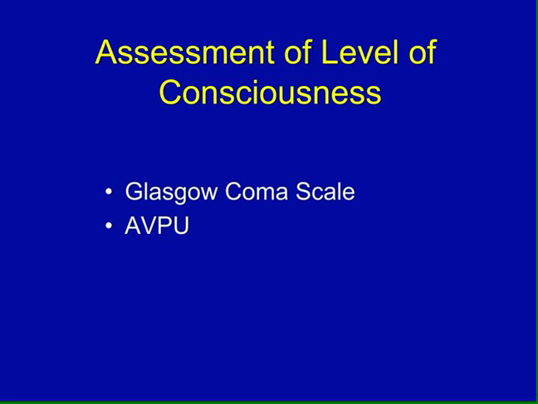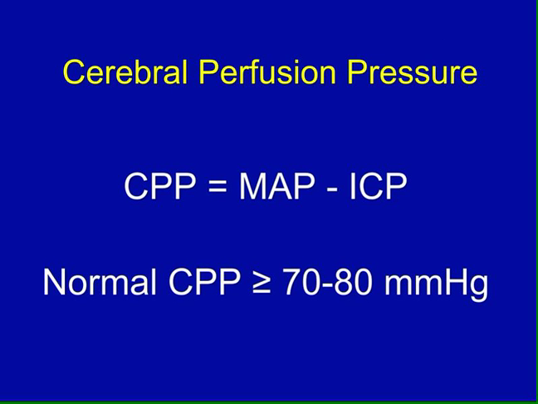So we assess level of consciousness according to the Glasgow Coma Scale, and that's a separate talk, but just be aware that understanding the Glasgow Coma Scale is important, and if you want to do a rapid assessment, then AVPU is a perfectly reasonable way to start. If you look at raised intracranial pressure, the key factor here is that you're trying to maintain cerebral perfusion pressure, and that's defined as the mean arterial pressure minus the intracranial pressure. So the cerebral perfusion pressure normally runs at about 70 to 80 millimeters of mercury.